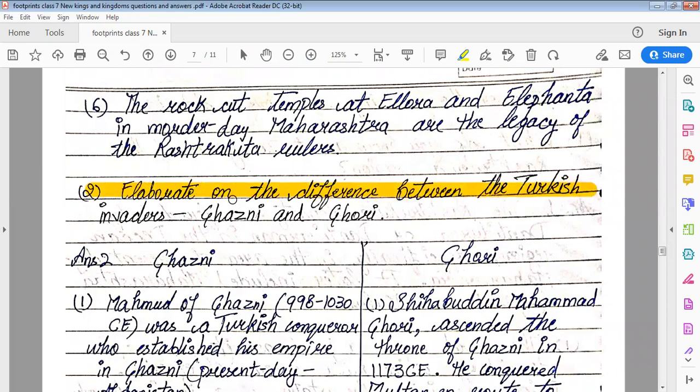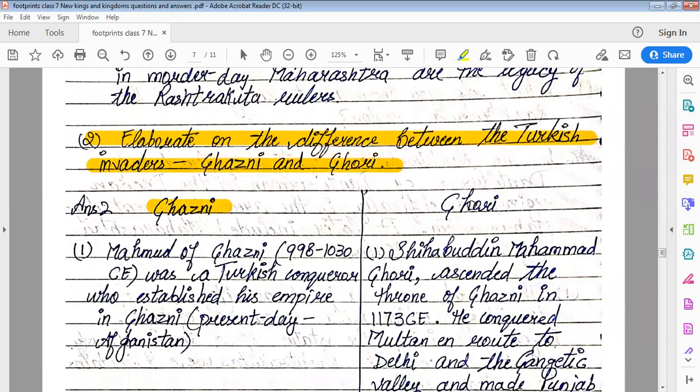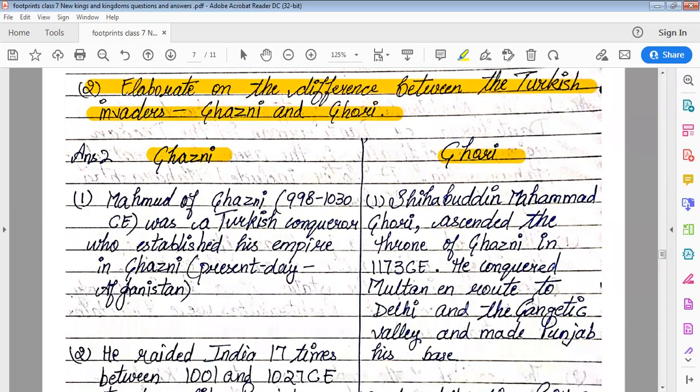Elaborate on the difference between the Turkish invaders Ghazni and Ghori. Muhammad of Ghazni was a Turkish conqueror who established his empire in Ghazni, present-day Afghanistan.